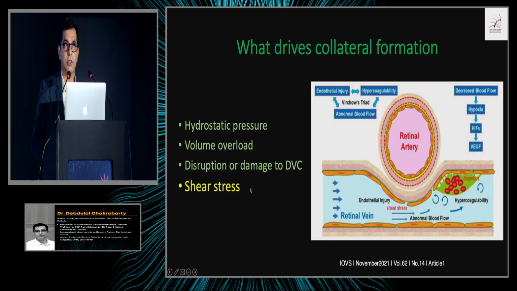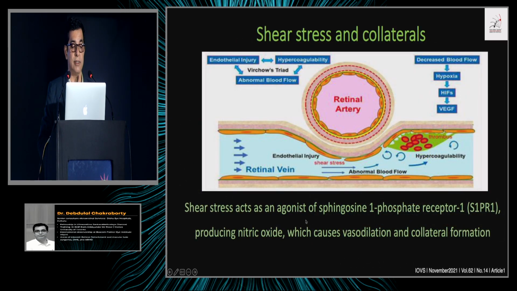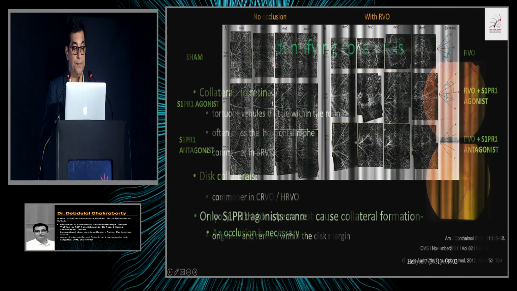Now, how does shear stress have a role here? Primarily because shear stress acts as an agonist of sphingosine 1-phosphate receptor, or the S1PR1, and this produces nitric oxide, which causes vasodilatation and collateral formation. But S1PR1 is not something that can on its own drive collateral formation. You have to have an occlusion in order to have collateral formation.